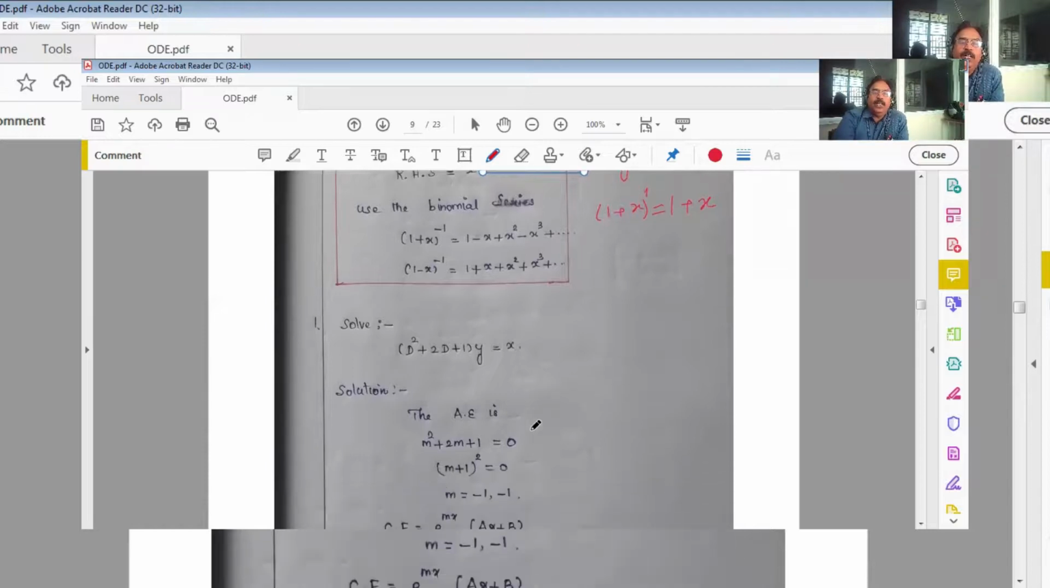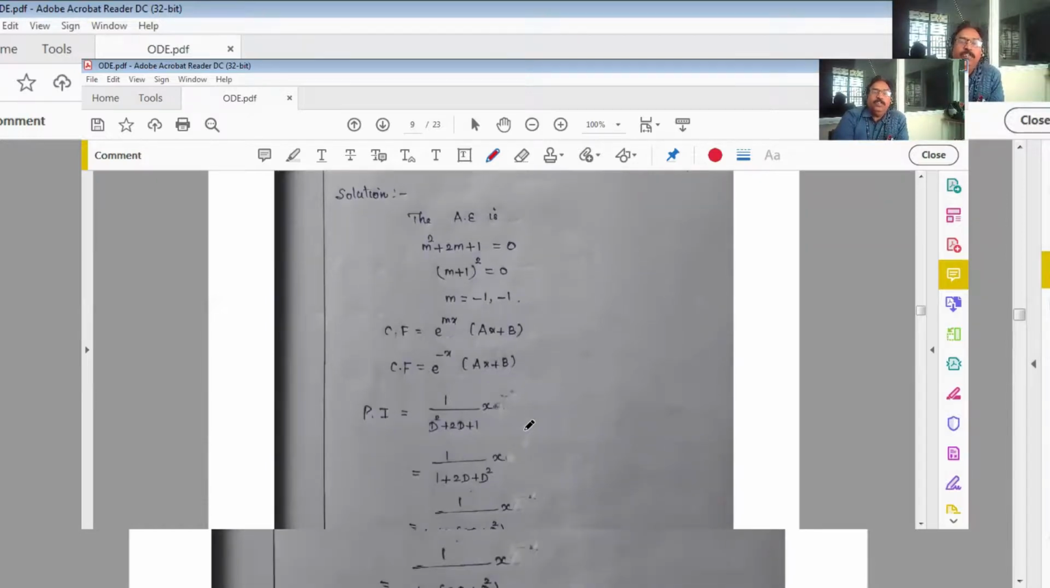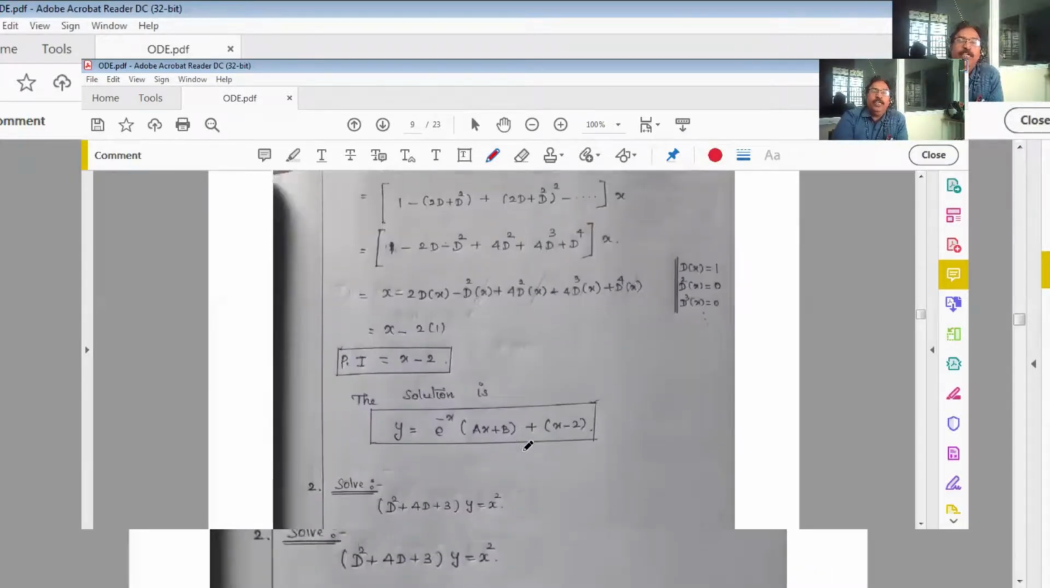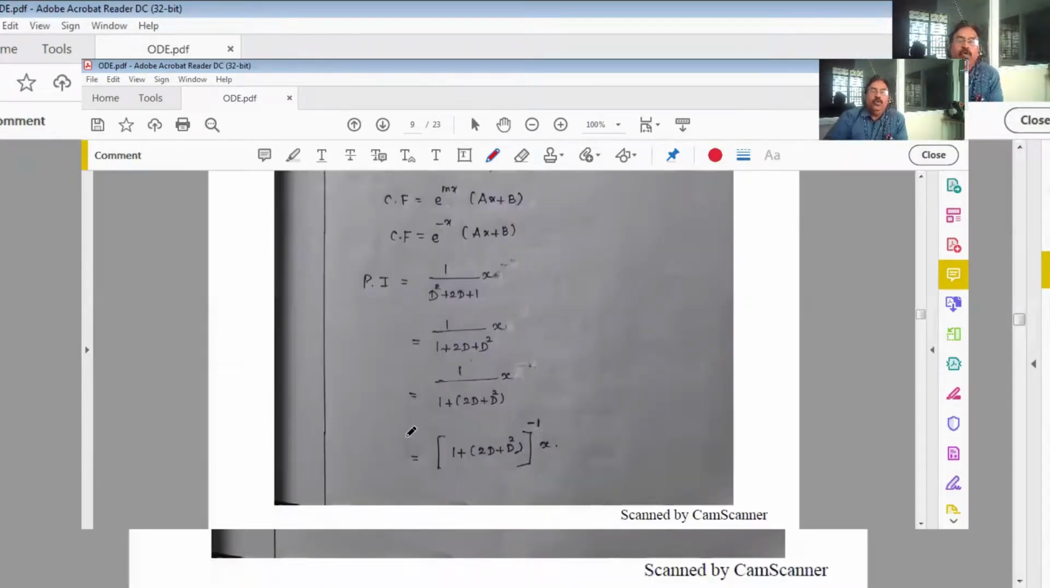Now it is the PI. You know what a complementary function is. Now write the PI, right? So you have to convert this into 1 plus something. What you have to do is write it in the form of 1 plus 2d plus d square. Otherwise you have to take the constant out. If it is d square plus 2d plus 5, you have to take the 5 out.